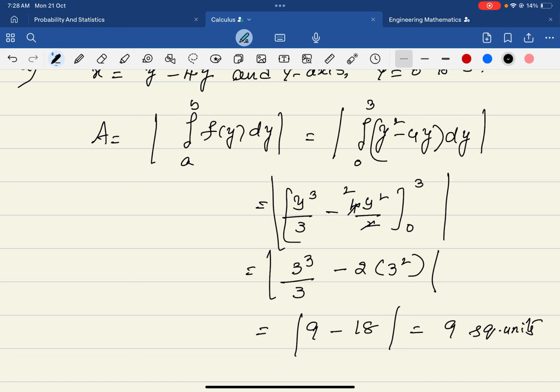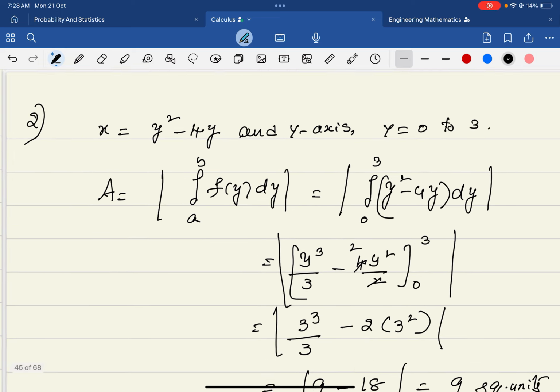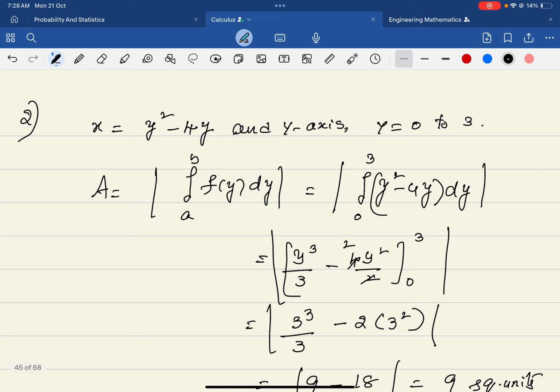So this is the way to solve the problem to find the area between the curve and the y-axis. So with this we have completed the area between the curve and the x-axis in the previous lecture, and the area between the curve and the y-axis in this lecture.